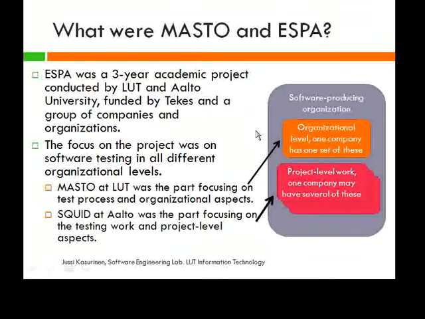Here we can see how our ESPA was constructed. My dissertation discussed the organizational level, one company level organization. It's called MASTO project. And SQUID goes within the details at project level, observing the people within the organization. So I'm not actually giving a presentation on how people work at their personal workstation. I'm giving a presentation on how testing as an organization, as one process, works.